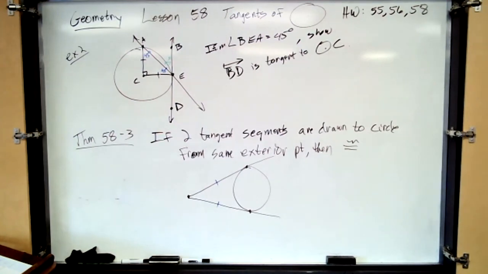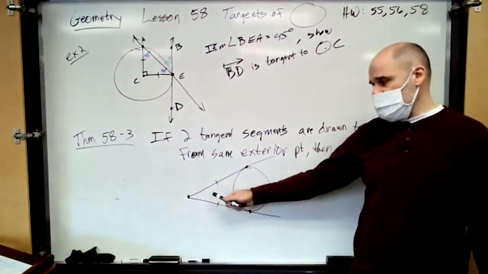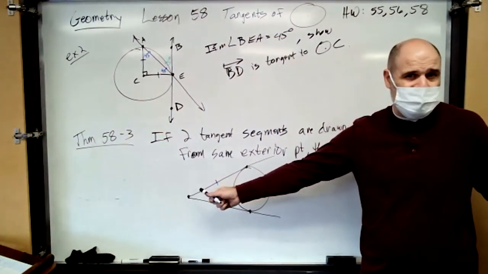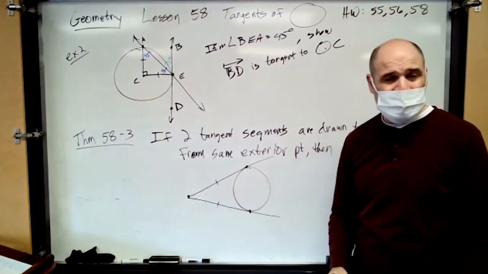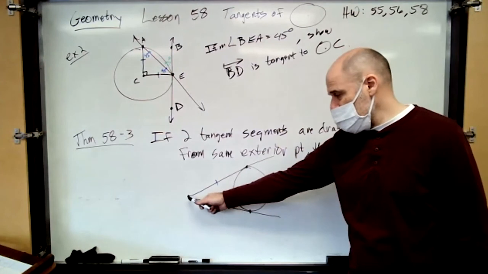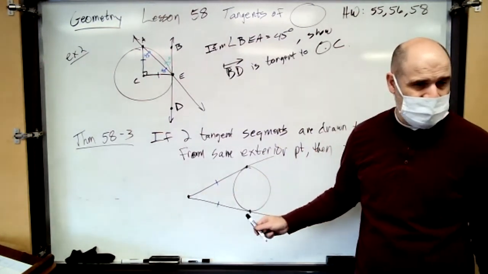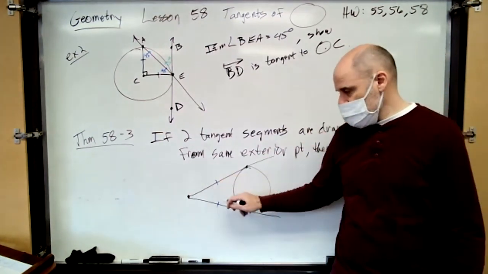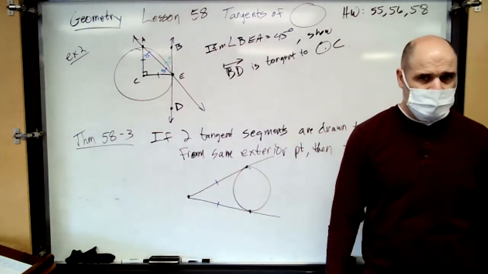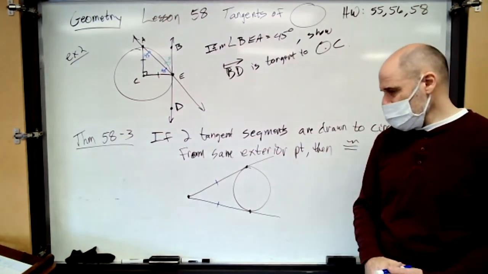Okay? So, real simple, if you draw two tangent lines, you can only draw two, right? Because it can only touch at one spot. So from any exterior point, you can only draw two tangent segments. It doesn't matter where you put the point, you can only draw two segments. These are always going to be the same length. They look like the same length, don't they?